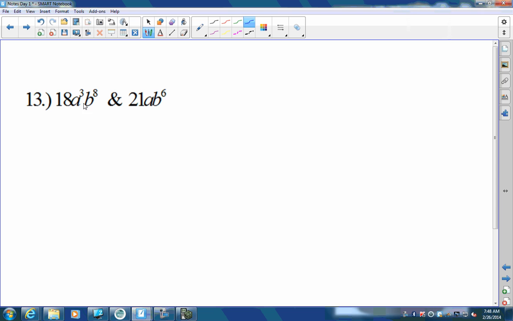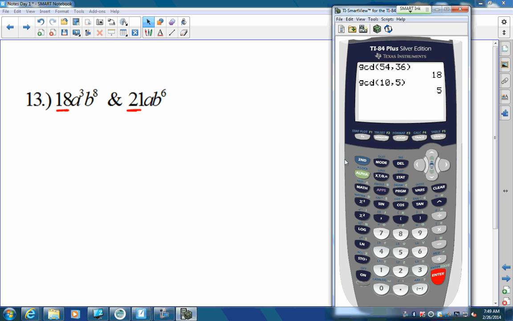All right, the first thing you need to do is find the GCF out of 18 and 21. As you go through and do that, if you can't think backwards, like you start at 18, work your numbers backwards till you can find the first number that goes into both of them. Or you go into the calculator, press math, arrow over to number, type in 18, 21. This only works with two numbers.